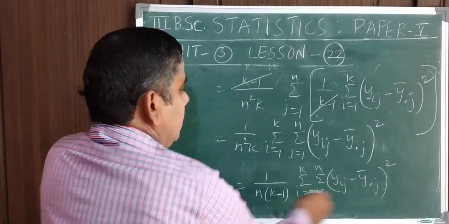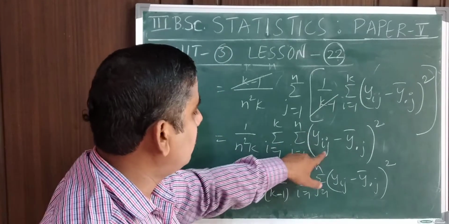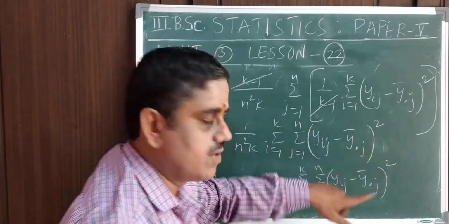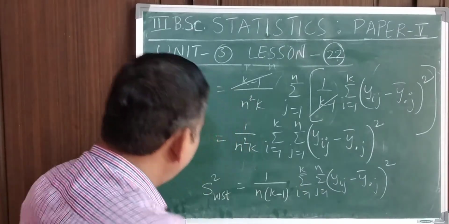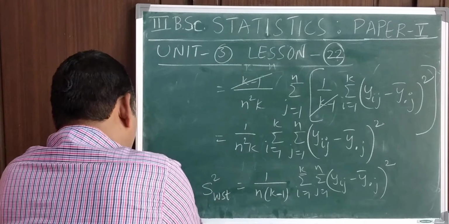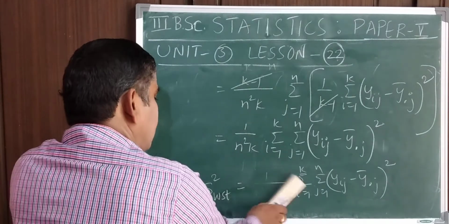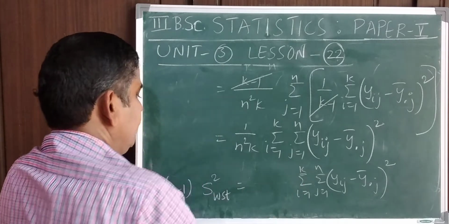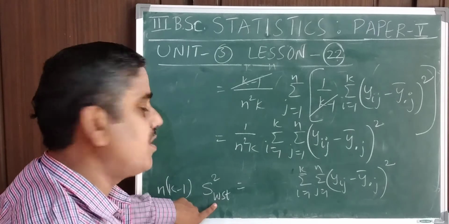Now you see, this is nothing but this. Summation i is equal to 1 to k, j is equal to 1 to n, yij minus y bar dot j whole square is this. So if we want to calculate this, I take this term to the left hand side, so that n into k minus 1 into s square wst is nothing but this. Therefore this value is n into k minus 1 into s square wst.